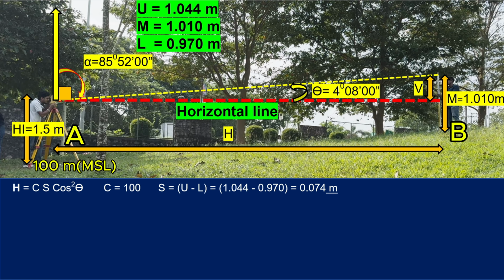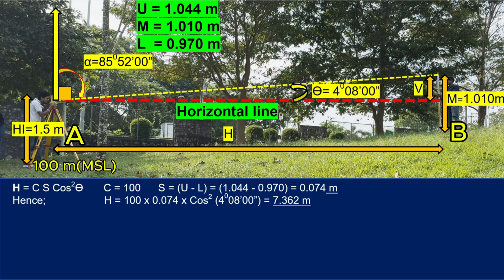As you know, the multiplying constant C is 100. The instruments are made in such a way that this multiplying constant becomes 100. Accordingly, C is 100. S is equal to U minus L. U is the upper hair reading and L is the lower hair reading. So 1.044 minus 0.970. The answer is 0.074 meters.